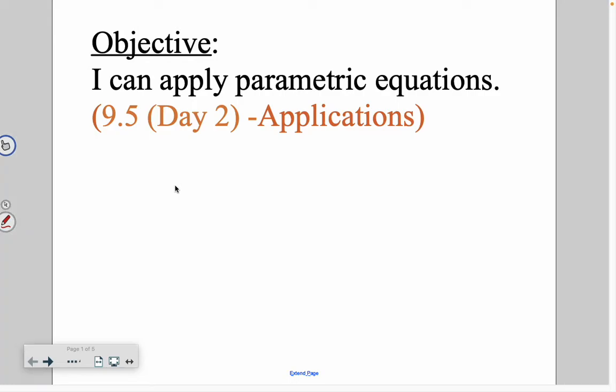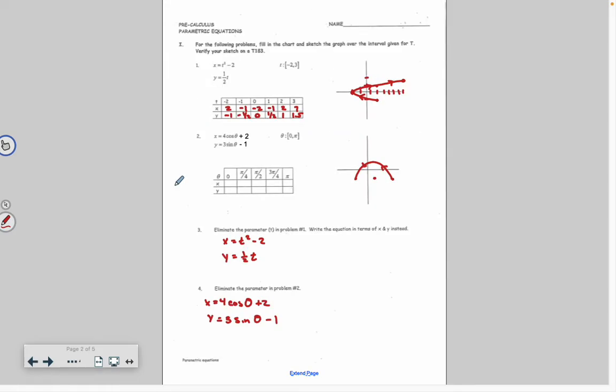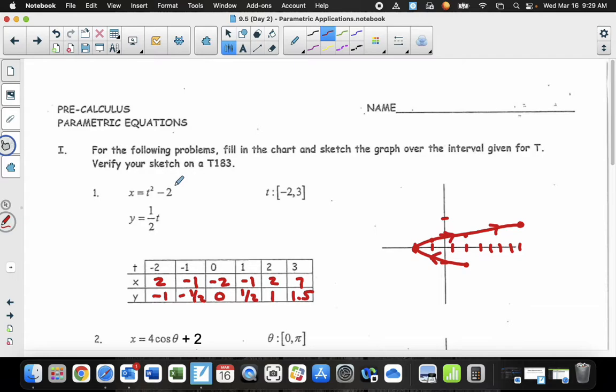All right, so if you take a look, like I said, we are looking at parametric equations today. We're going to add in some applications where we're talking about projectile motion. That's where the whole physics side of things is going to come into play a little bit. But if you take a look at the warm-up that I gave you, here's what you should have come up with for problem number 1.